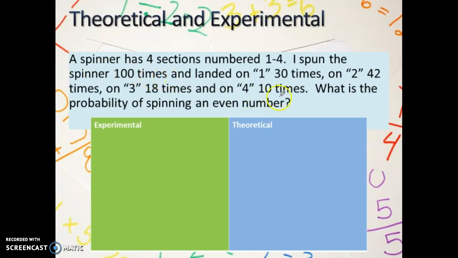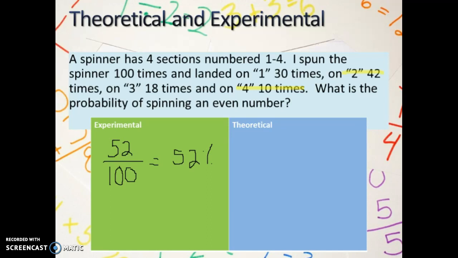Well, let's take a look. Our even numbers are 2, which we spun 42 times, and 4, which we spun 10 times. So we had a total of 52 even out of a total 100 spins, which is equal to 52%.